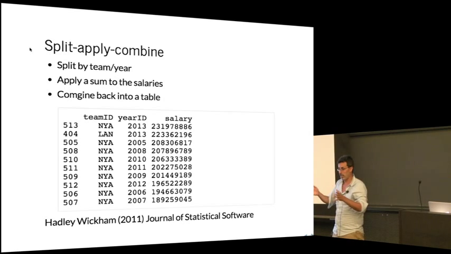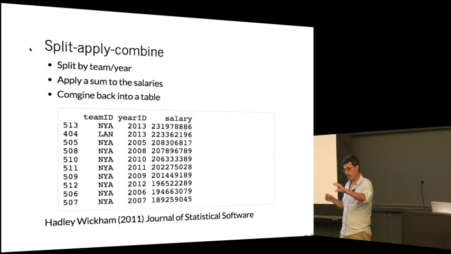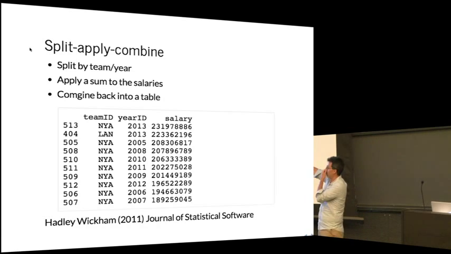We're going to split this data into teams. So we have a bunch of tables. And by year, right? Team year. So every team year has a table. And then we're going to do something to that table. We're going to apply something. We're going to basically sum up the salary column. And then we're going to combine them back into one table, and that's what I'm showing you here.